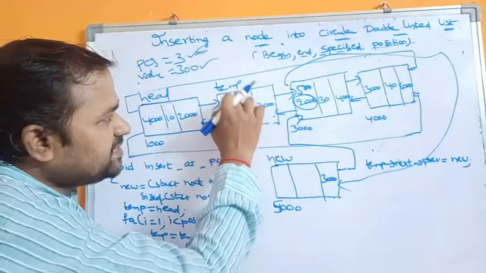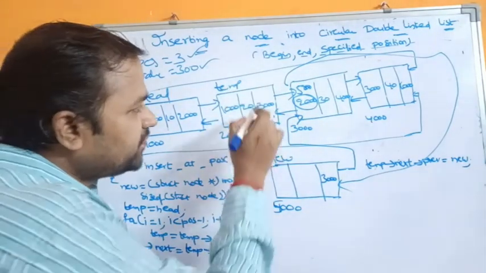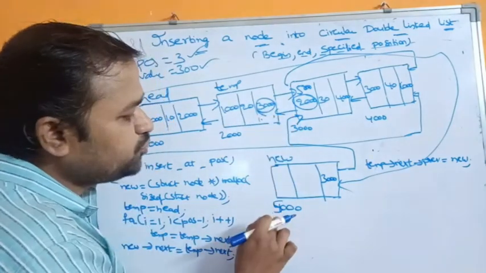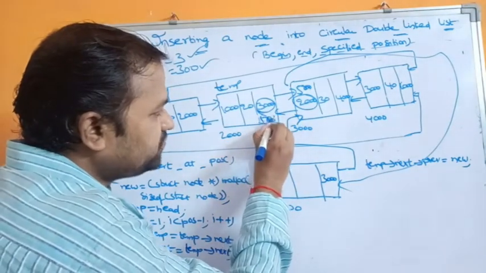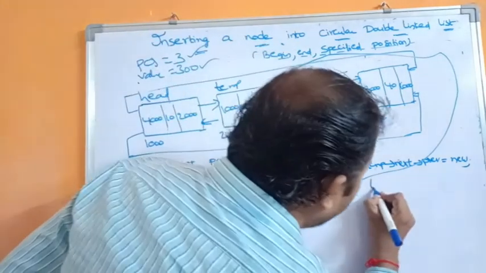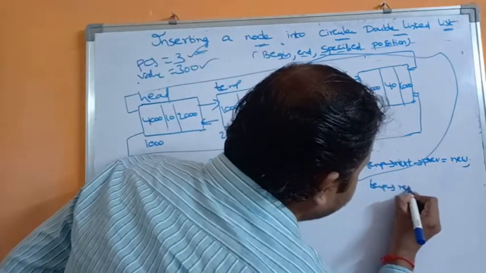Now we have to establish the connection from temp to new. So temp arrow next is equal to new. What is new? 5000. If you store 5000 here, then a link will be formed like this. So temp arrow next is equal to new.